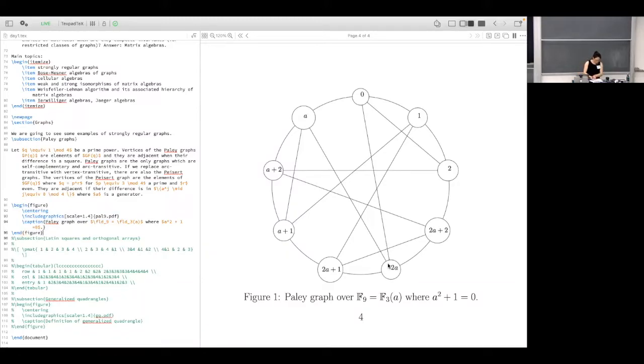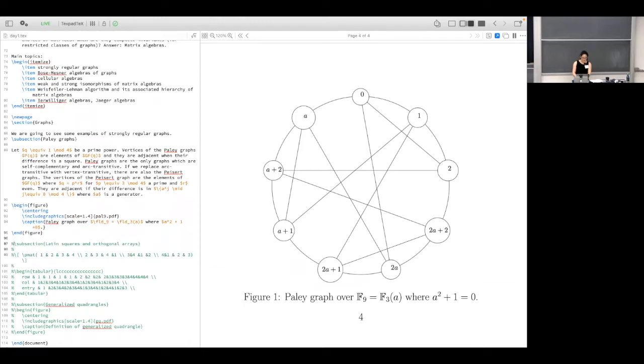So that's a family of strongly regular graphs. What's another favorite family of strongly regular graphs that we could have? Good. You can read the slides from this far away.